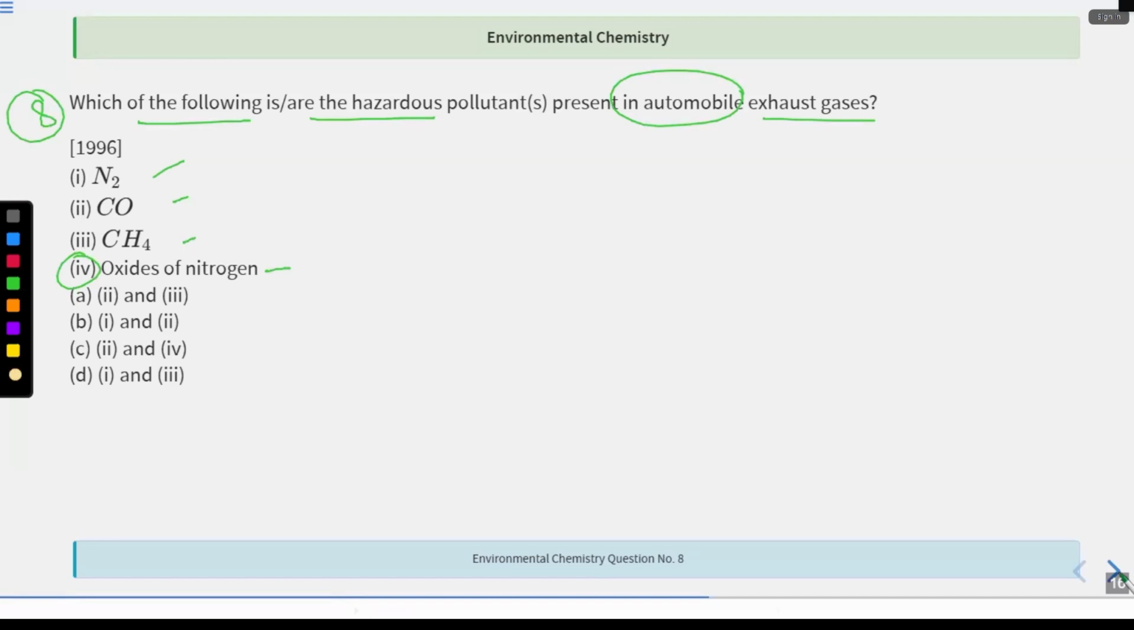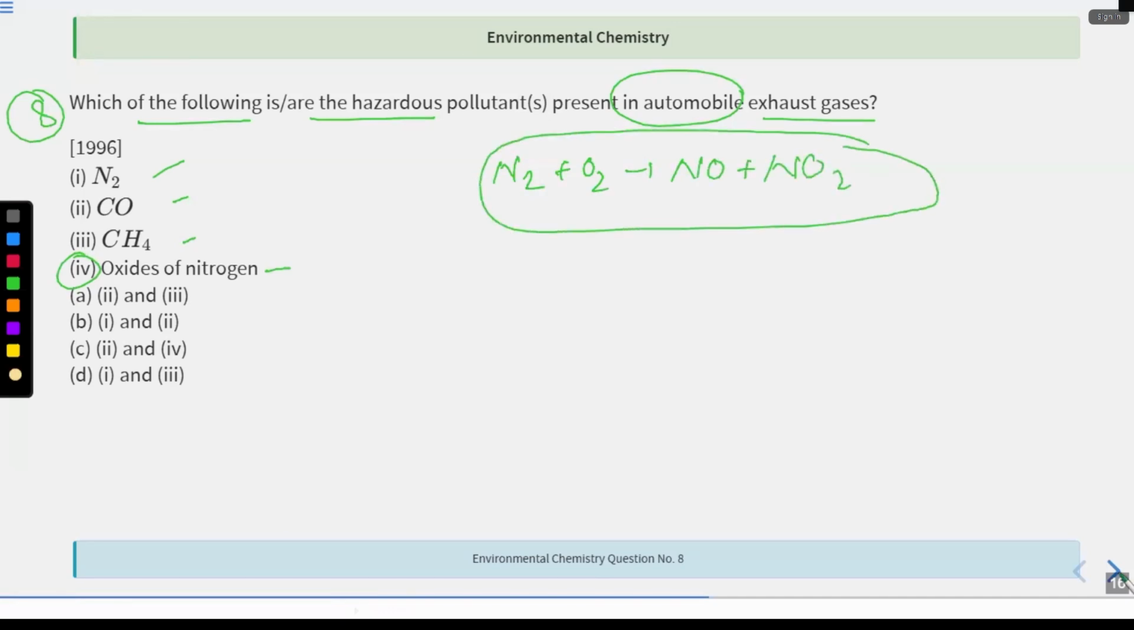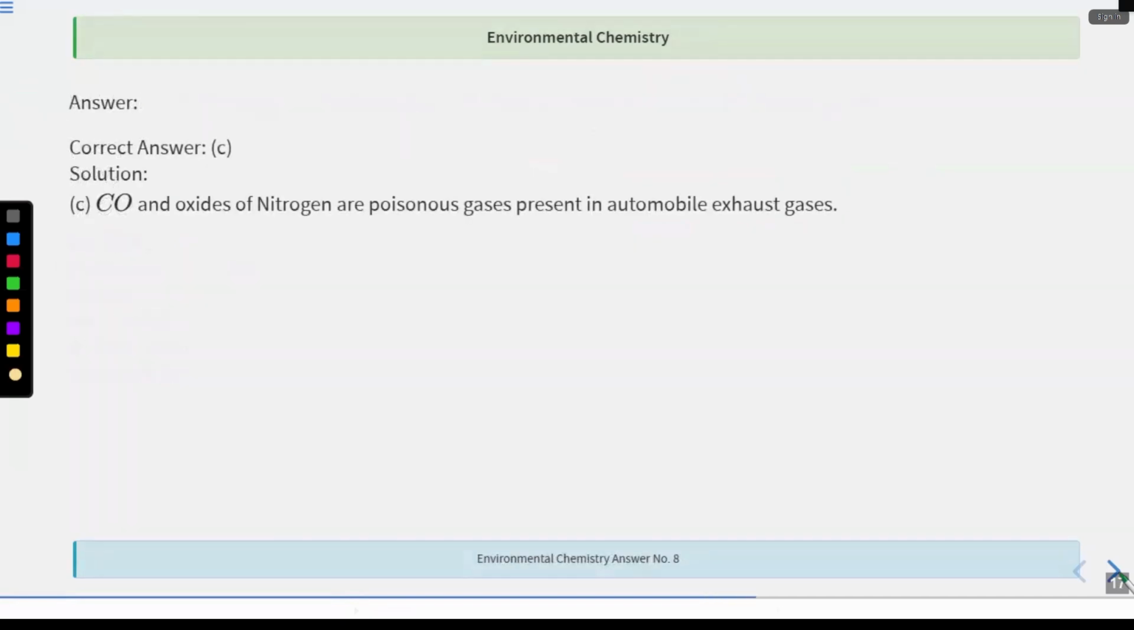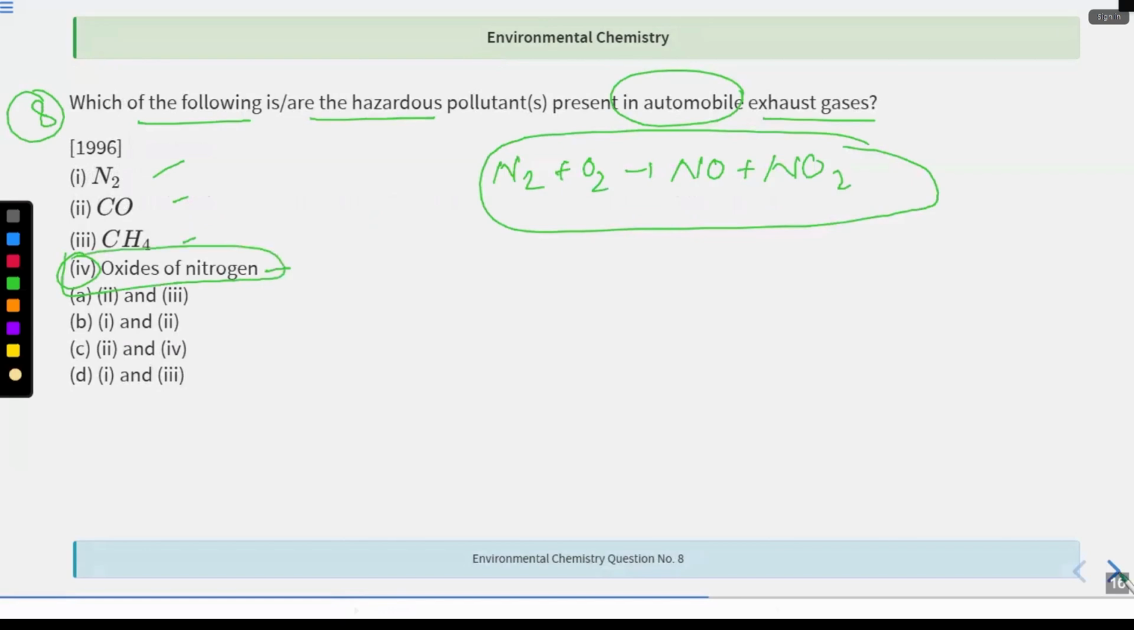Let us see the options, because N2 plus O2 combine to give you NO plus NO2. But we have to check that answer which is the most correct one, because in these types of questions many times it happens that many options can be correct. In that scenario we need to check the answer which is the most correct one. So option number C, CO and oxides of nitrogen are poisonous gases present in automobile exhaust gases. Because I told you that option number 4 will always be there because it is released from automobiles only. So C, second and 4, is the right option. CO and oxides of nitrogen. So option number C is the right option to this question.